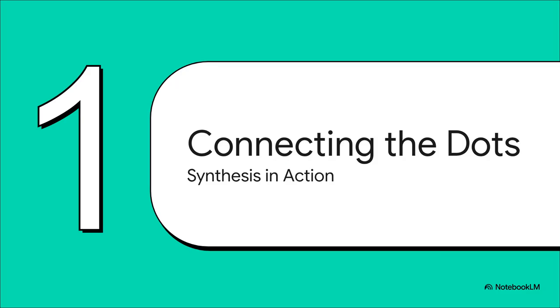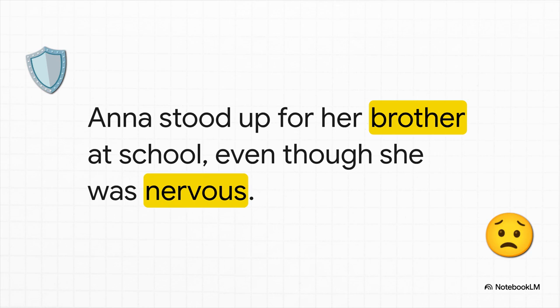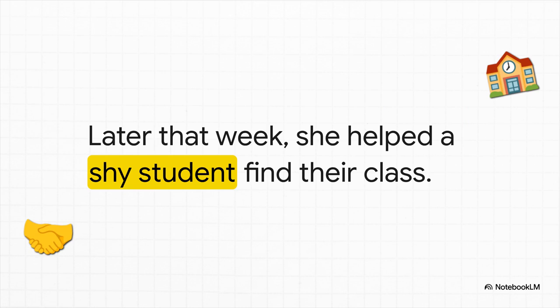Now, I know that might sound a little abstract, so let's make it real. Let's see what synthesis looks like in action with a couple of quick stories. So first up, meet Anna. We learn that she did something brave for her brother, even though she was pretty scared to do it. Okay, that's our first clue about who she is. And then we get a second clue. Just a few days later, she helps out a totally new student she doesn't even know. Just another simple event, right? On its own, it's just a nice thing to do.